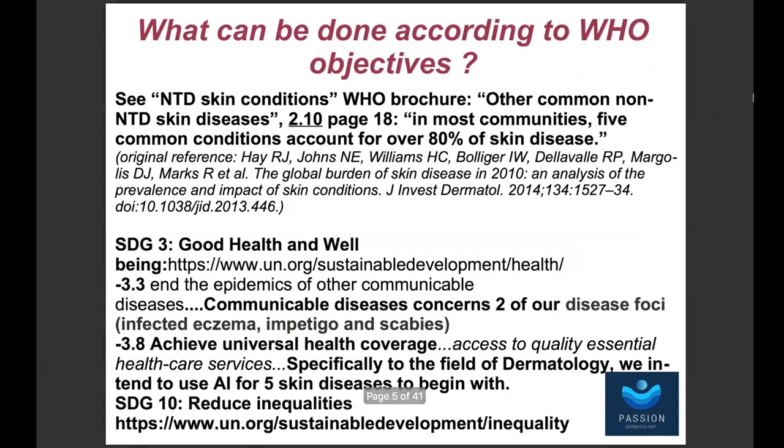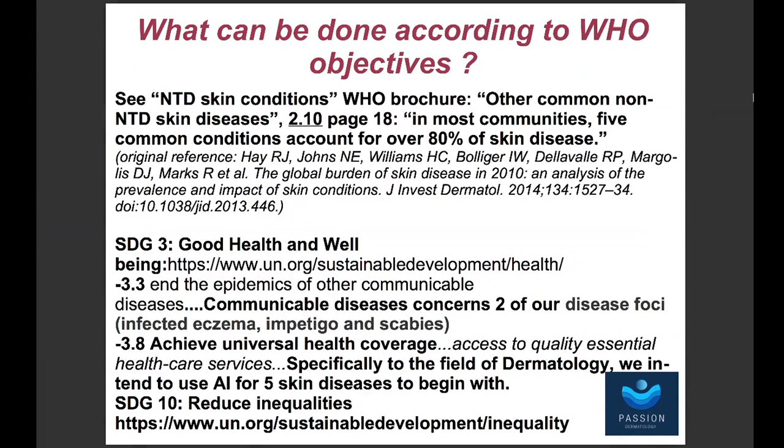So how can we work according to World Health Organization objectives? There's a brochure from WHO on skin conditions. It's actually about neglected tropical diseases, but there's a part in dermatology where they measure these five skin conditions as being 80% of what we see.